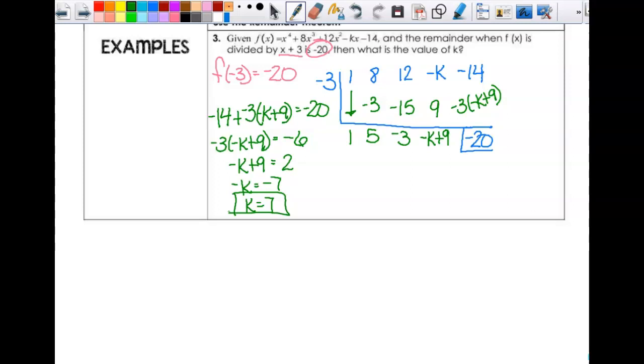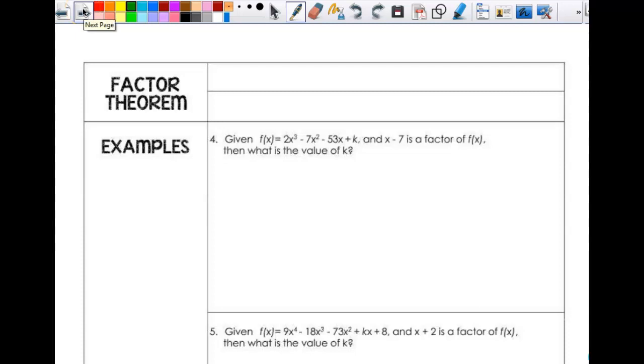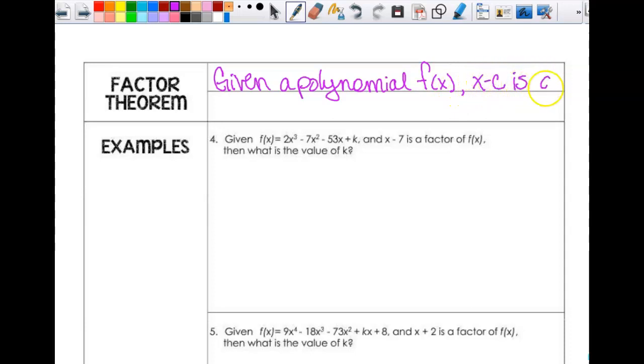Yes. So then the factor theorem, okay? The factor theorem says that given a polynomial f of x, x minus c is a factor if and only if f of c equals 0.